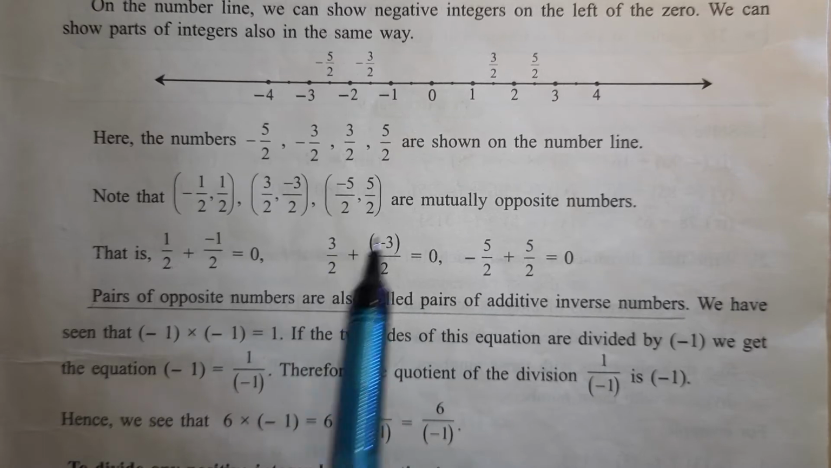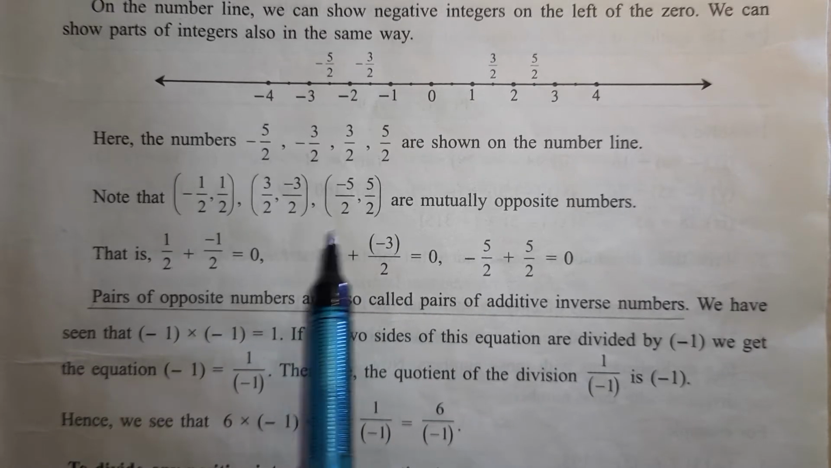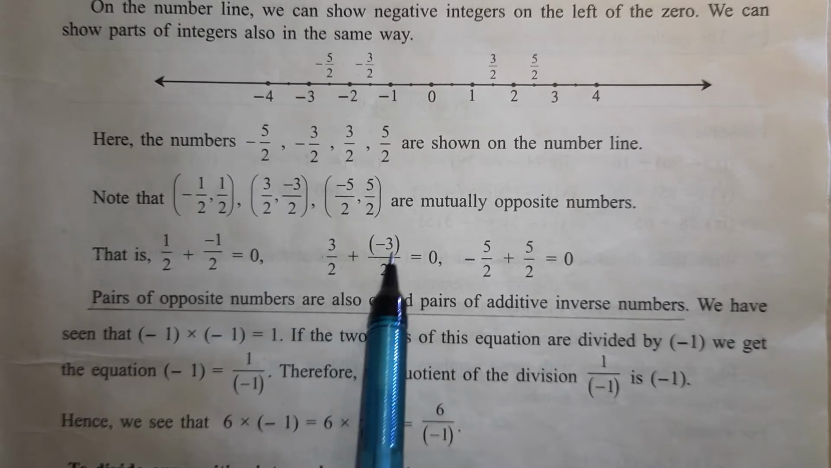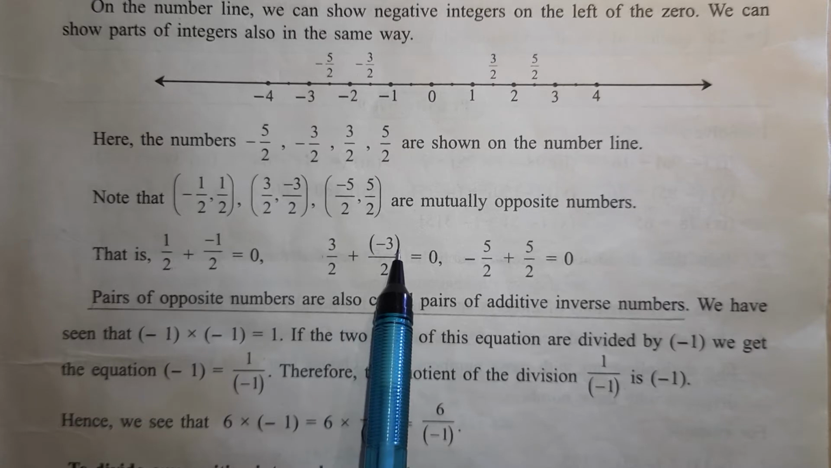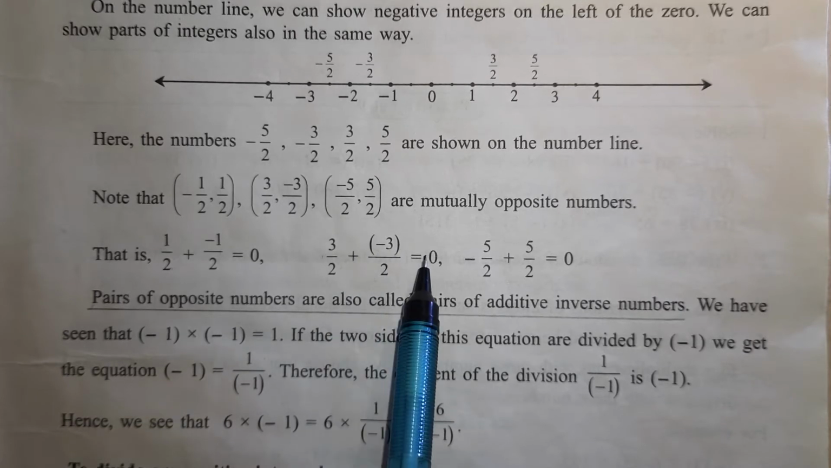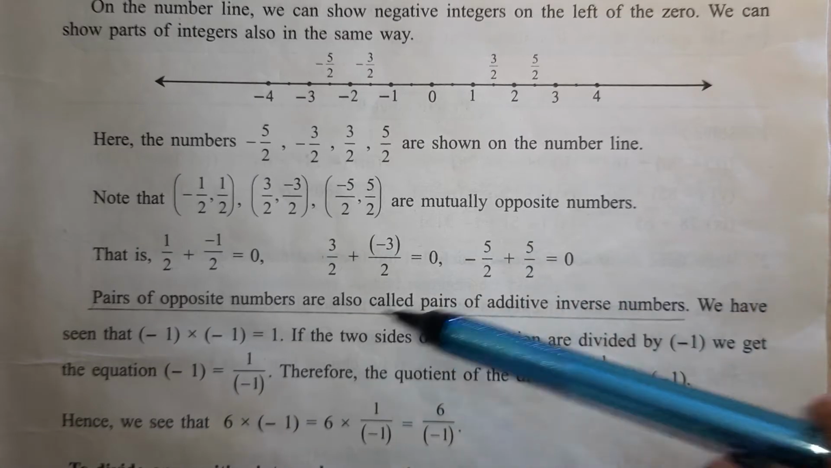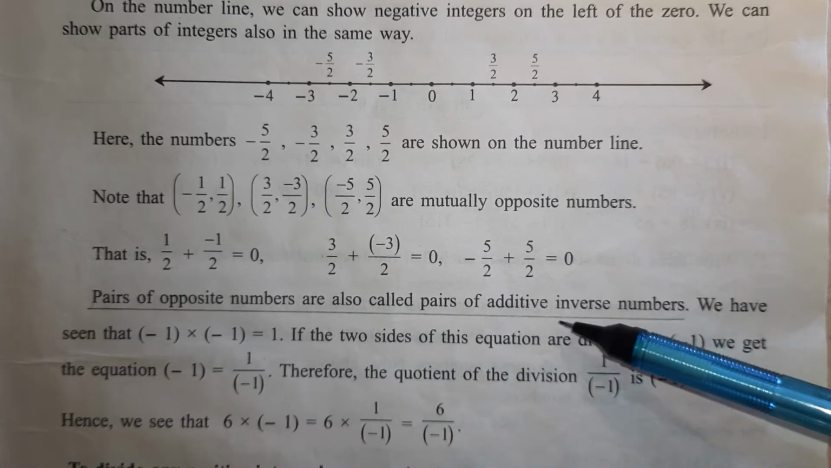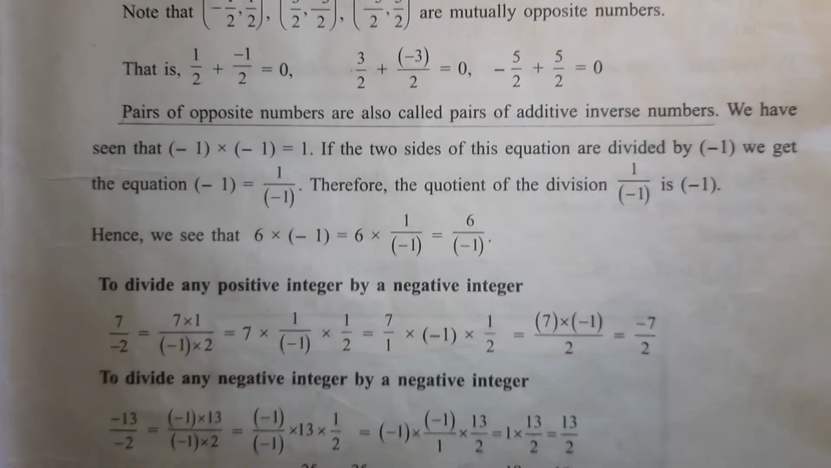See, 3 upon 2, 3 upon 2. The number is the same, but here 3 upon 2 is positive and here 3 upon 2 is negative. So these two are called opposite numbers and their addition is always 0. Pairs of opposite numbers are also called pairs of additive inverse numbers. This all we have studied.